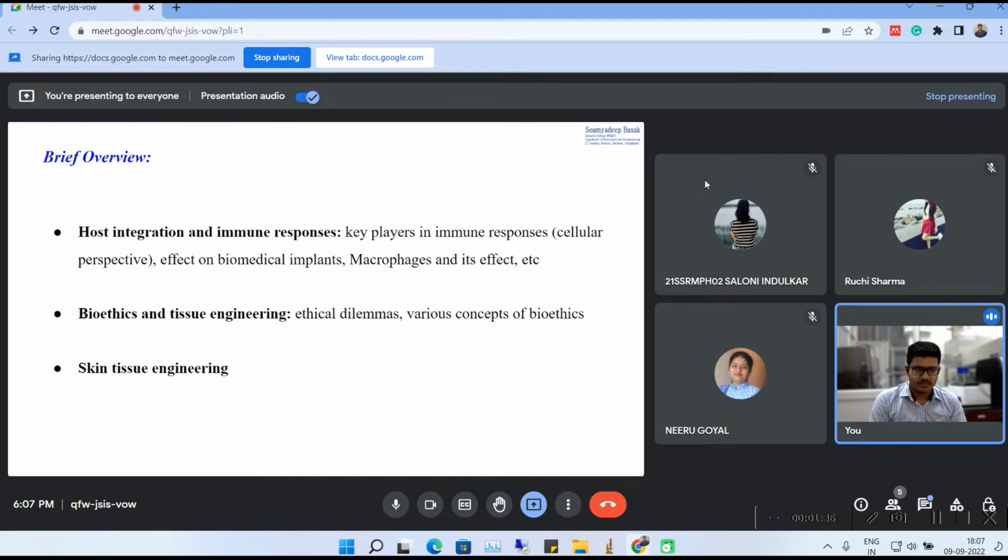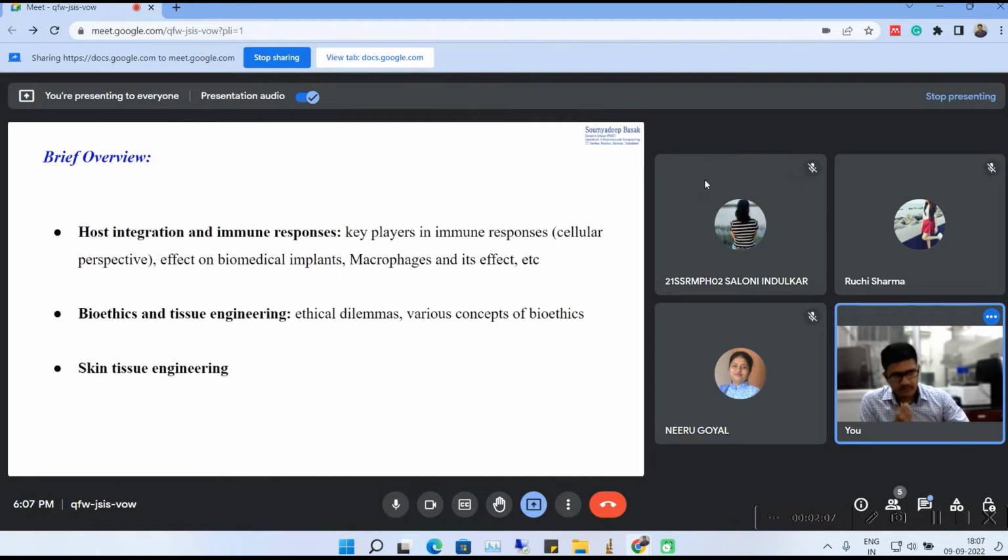Then we have also studied bioethics and the dilemmas in tissue engineering, as well as various concepts of bioethics. We have also extensively studied the tissue engineering applications, the various tissue engineering concepts, and the recent advances. We have studied some commercial aspects also: what are the commercially available tissue engineering materials?